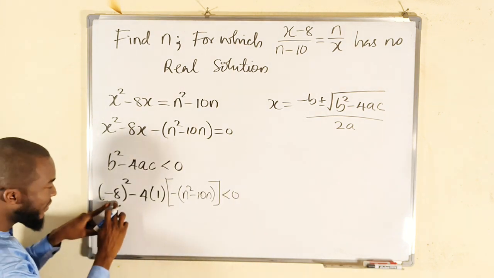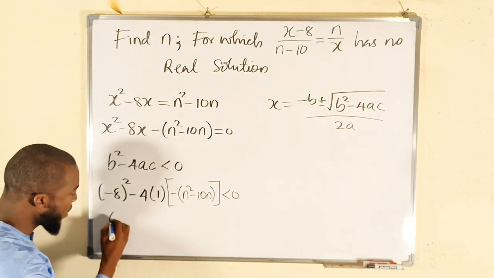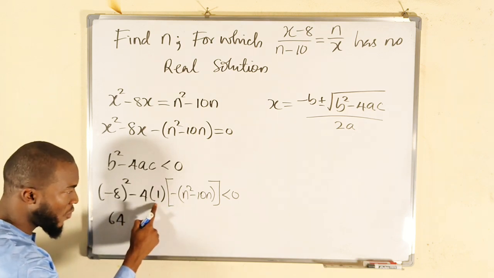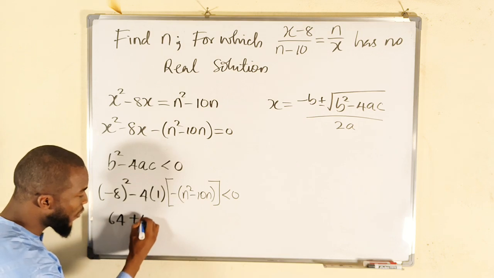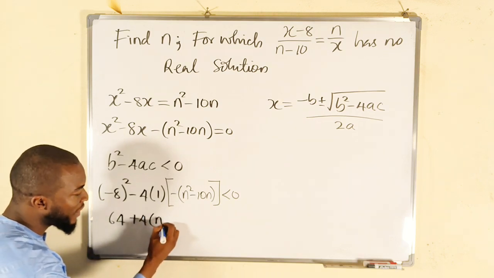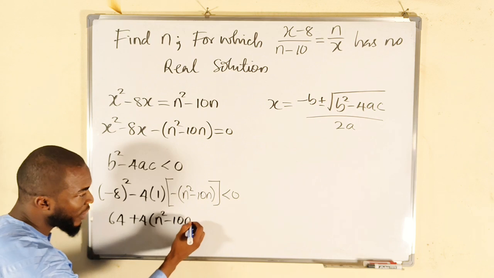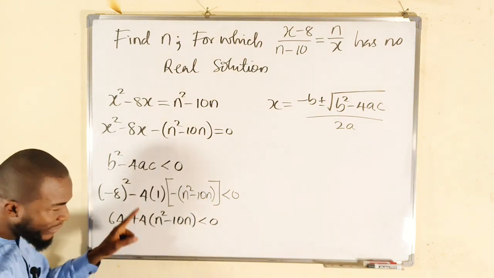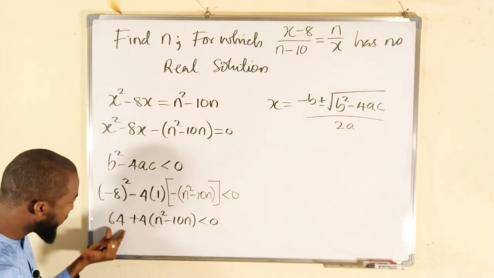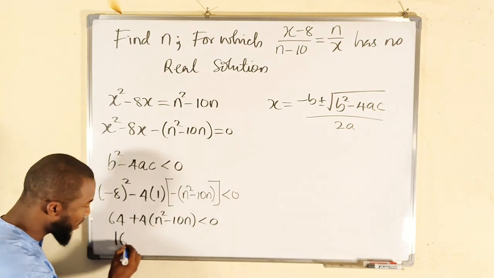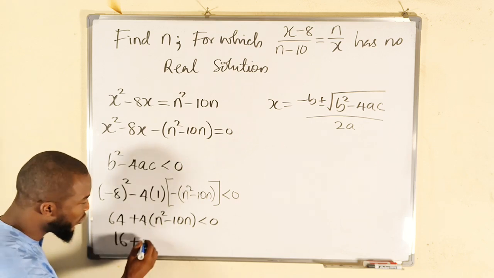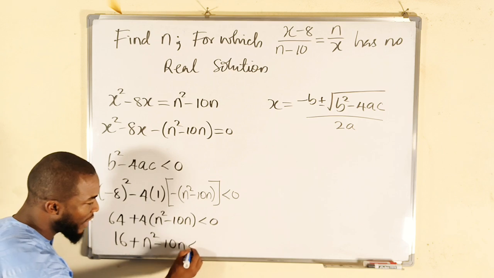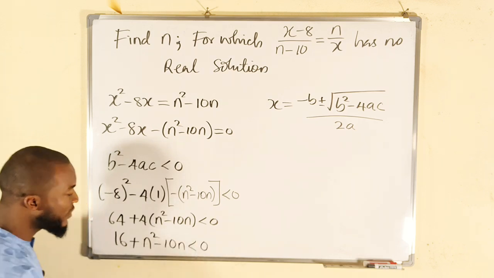All right, let's simplify. Negative 8 squared is 64. Negative 4 times 1 is negative 4. Times this negative, we have positive 4 multiplied by n squared minus 10n. I don't want to expand the bracket. Less than 0. Now we can divide every single term here by 4. I know that 64 divided by 4 is 16, plus 4 divided by 4 is 1, so we only have n squared minus 10n, and here less than 0 divided by 4 is still 0.